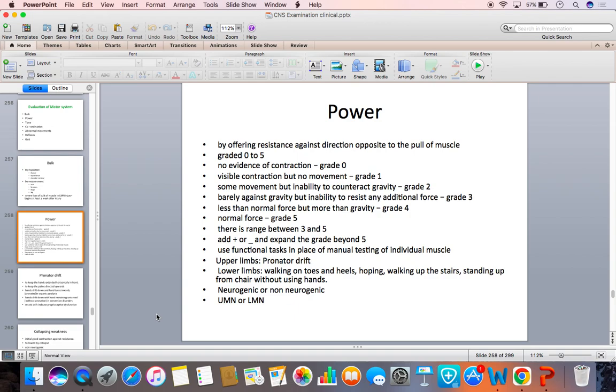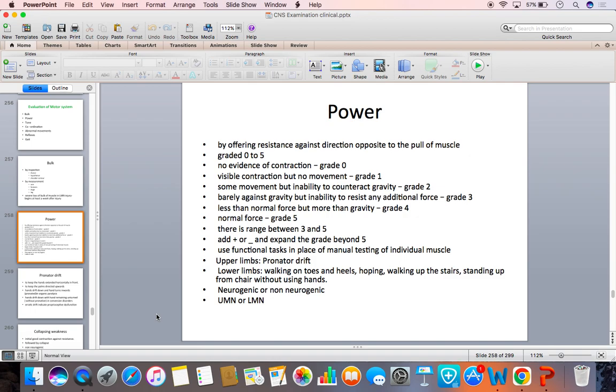But most of the time when you are assessing the power, use functional tasks rather than manual testing of the individual. Okay, use functional tasks, like ask the patient to walk on toes, sometimes on heels, or ask him to hop, walk up the stairs, sometimes get up from the chair without using hands. So if you ask the patient to walk on the tiptoes or the heels, that will give you the power of the muscles you are examining.